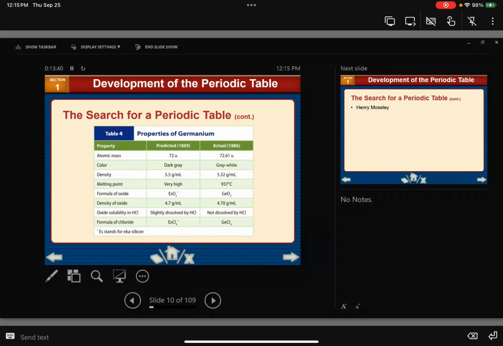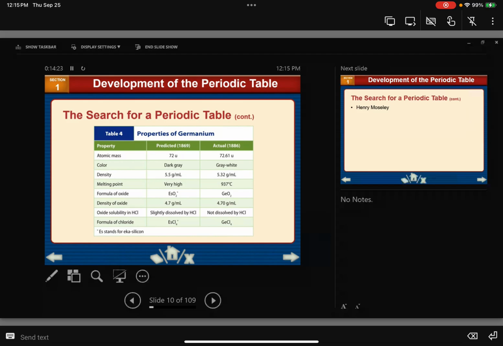This table, which is on page 89 in your book, just shows the properties of germanium. So where it says predicted, that is what Mendeleev had predicted the properties to be. And if we compare them to the actual properties after it had been discovered, you can see that they are really similar, right? Like the atomic mass, he predicted it to be around 72 atomic units, and it is actually 72.61. Without ever even knowing what it was, he could make a prediction, and he was pretty close.